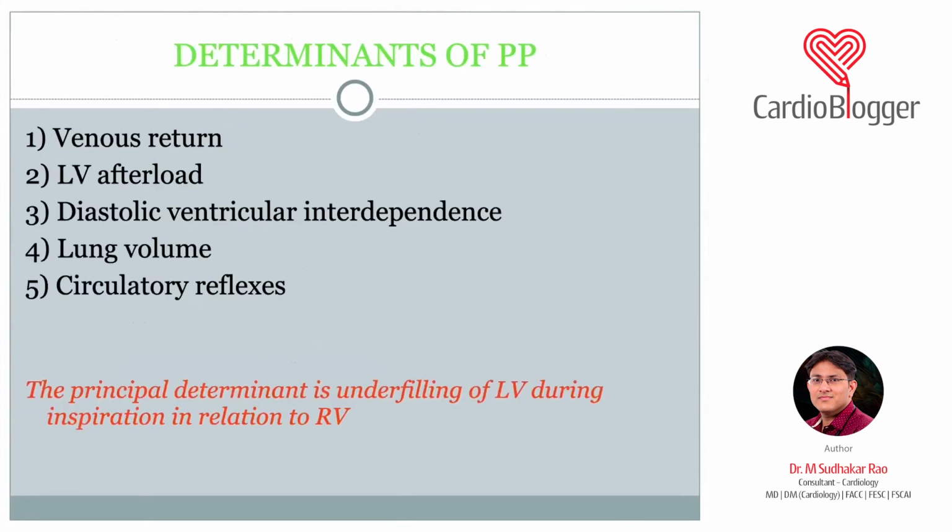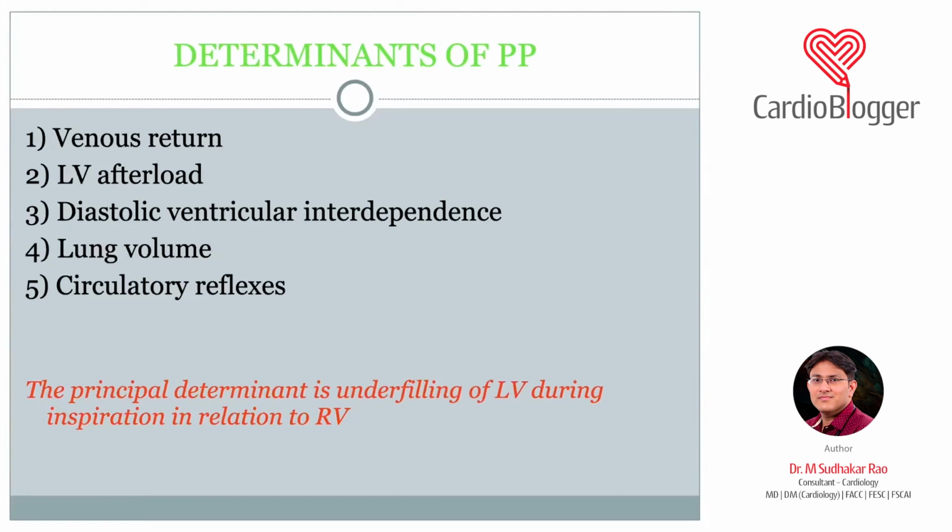Now, what determines the pulsus paradoxus is the venous return, and that is the preload, and then the LV afterload, and the diastolic ventricular interdependence. I told you in the first place the most important mechanism in tamponade is the reverse Bernheim, that is the septum is shifted towards the left side, and the lung volume. And how good are the intrathoracic pressures? How are the lung volumes?